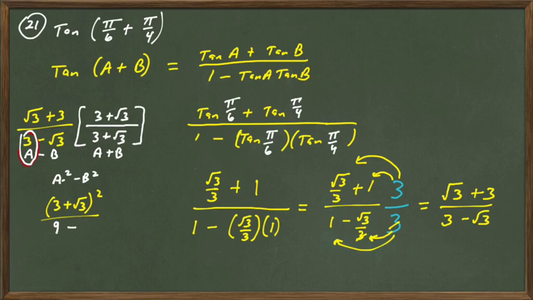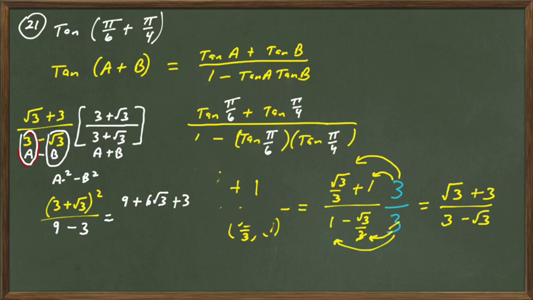9 minus, because of the formula, this is b. What's b squared? Square root of 3 squared is 3, isn't it? So what do you get here? I don't know if you want to square this or not. Square the first, twice the product, square the last. So what does that become now?